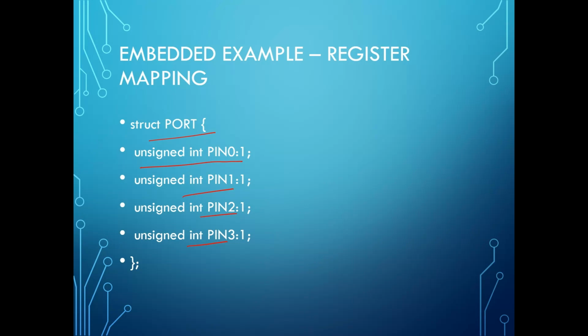Each bit is one pin. Set it to 1, the pin is high. 1 means high, it means on. 0 means low, it means off. So this is how you define it.